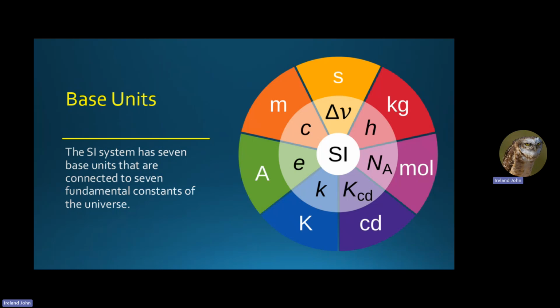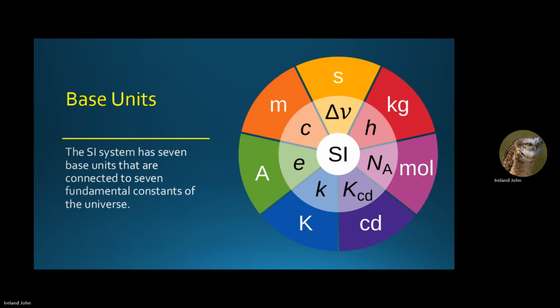So then how about we define it instead of as a physical object? How about we define it in some way in which it's linked to something that never changes, right? So for example, the meter. The meter is linked to the speed of light. A meter is approximately how far a photon can travel in a vacuum in about 1/300,000th of a second. That's how you measure the meter, right?